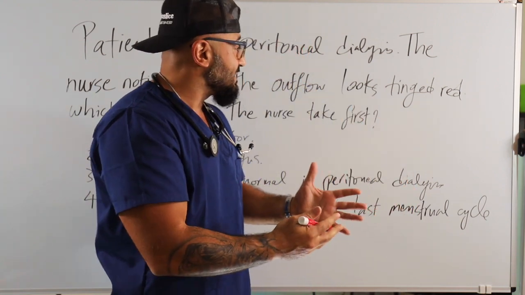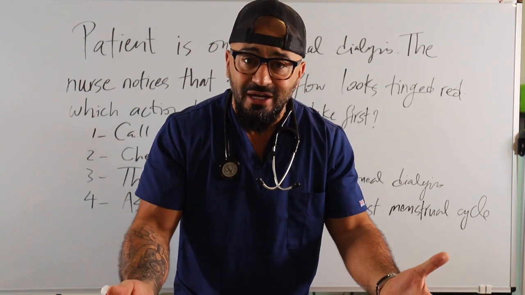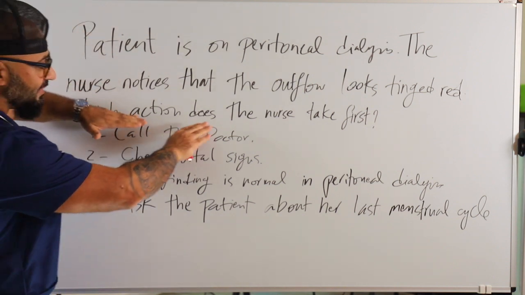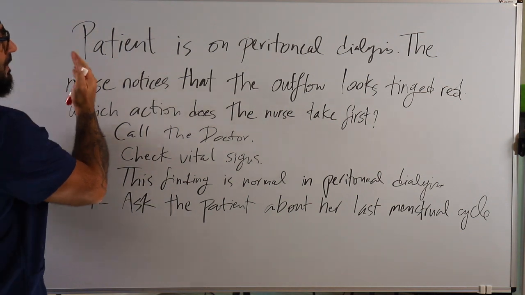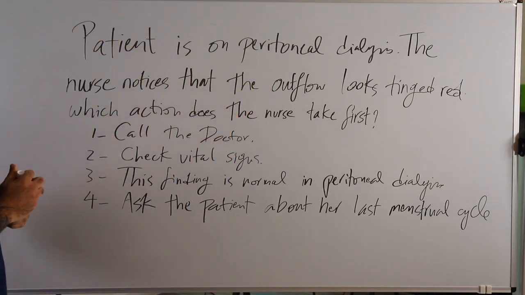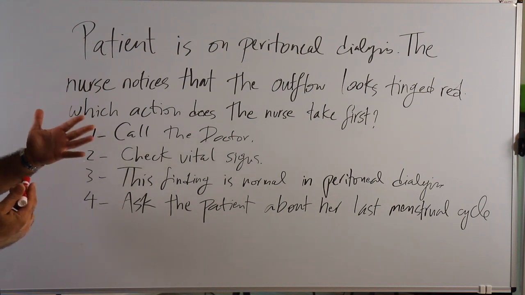Now, one of the things that I tell my students is that you've got to read the question 3 times. Don't rush it. So that's what we're going to do. This is the question. This is the subject of the question. We're not even going to look at the options. So this is the question. We're going to read it. The patient is on peritoneal dialysis. The nurse notices that the outflow looks tinged red. Which action does the nurse take first?